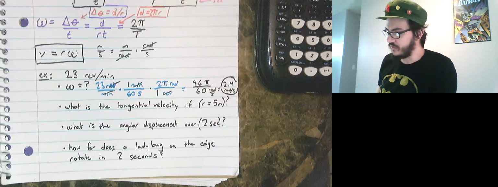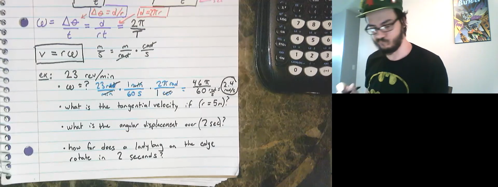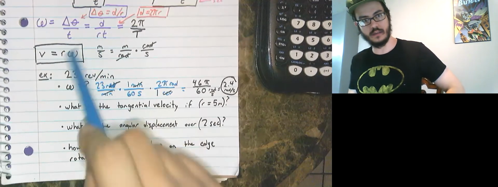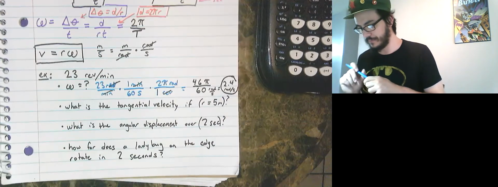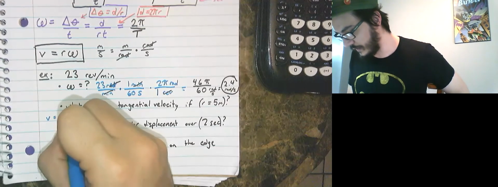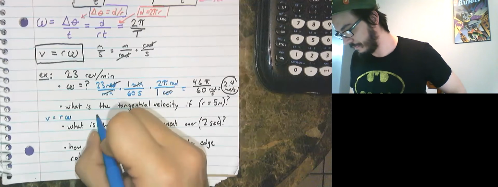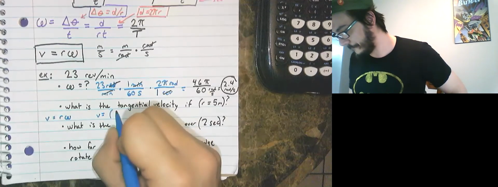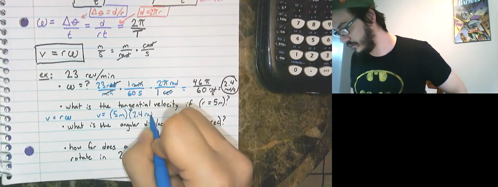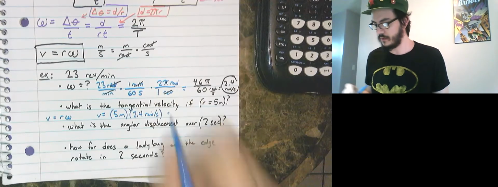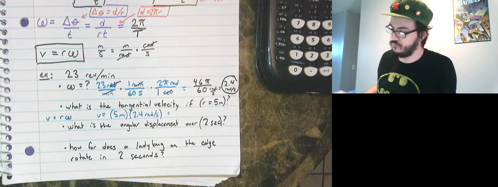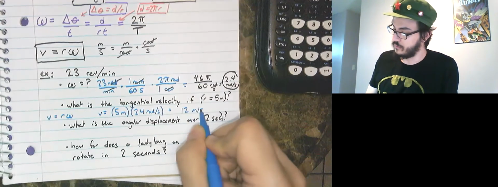What's the tangential velocity if we have a radius of 5 meters? Well, tangential velocity we can find using our angular velocity we just found. Just radius times angular velocity. So plug in 5 meters per radian times 2.4 radians per second. 5 times 2.4 should be 12 meters per second.